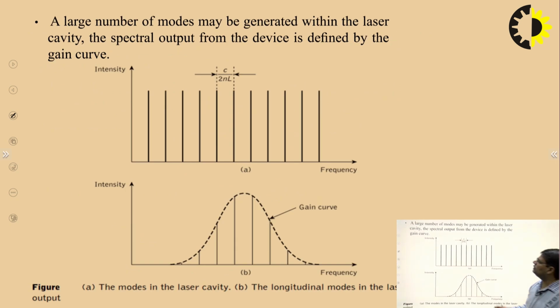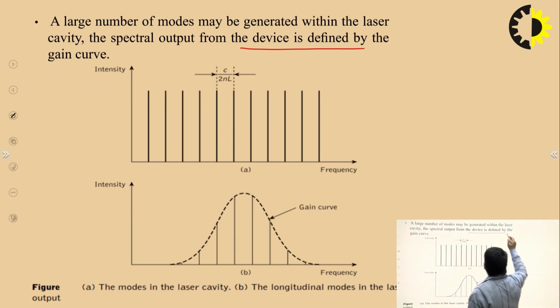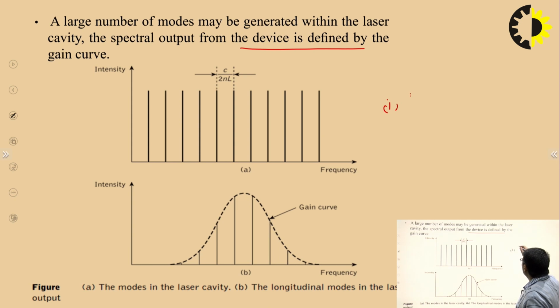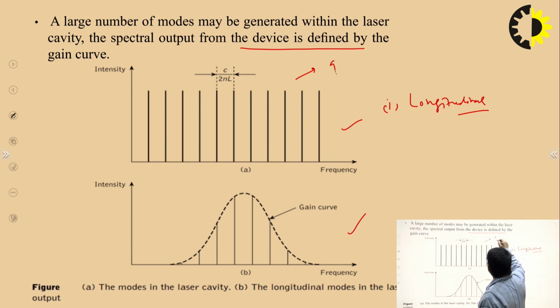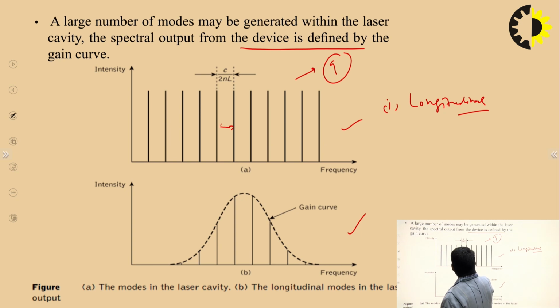These are examples of modes occurring inside the laser cavity. Generally two types of modes occur inside the laser cavity. One type is known as the longitudinal modes. These are the longitudinal modes shown here. These are the multiple modes. We know that Q number of modes exist in it, and the separation or gap between the modes is given by C by 2nl.